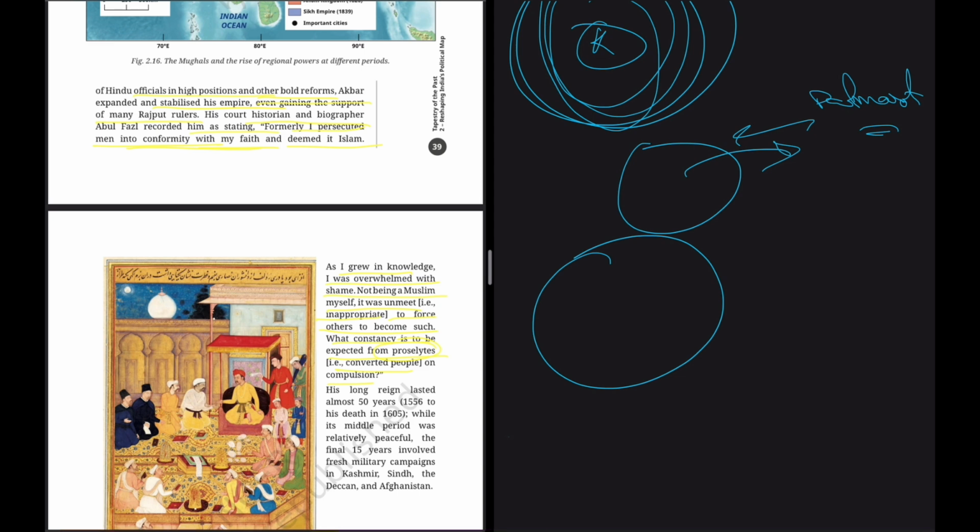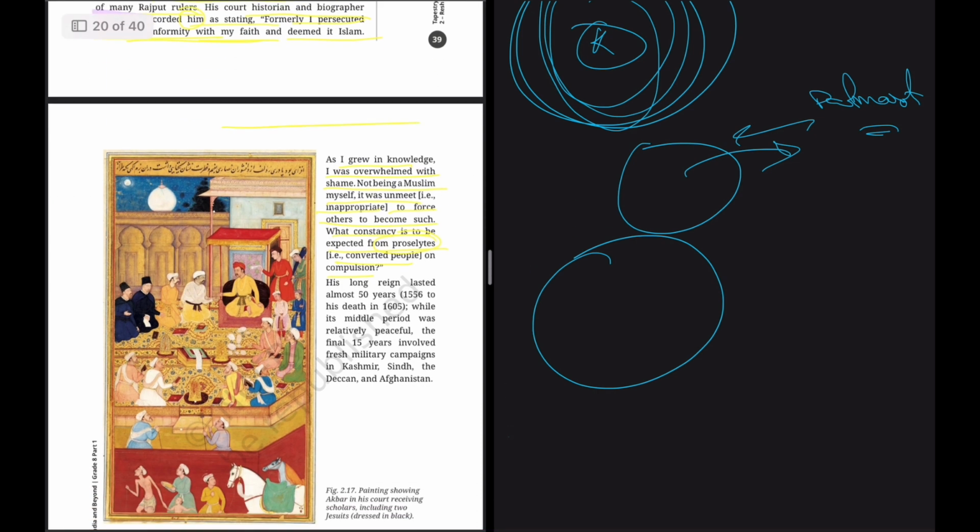So one of his court persons, the court historian and biographer Abdul Fazl, recorded Akbar saying that I was not proper in my ideology when I was young, and I forced people to convert into Islam, and I was not able to encourage interfaith and respect for all faiths. What would you expect from a person who is forcefully converted into Islam? So this was his recorded statement.